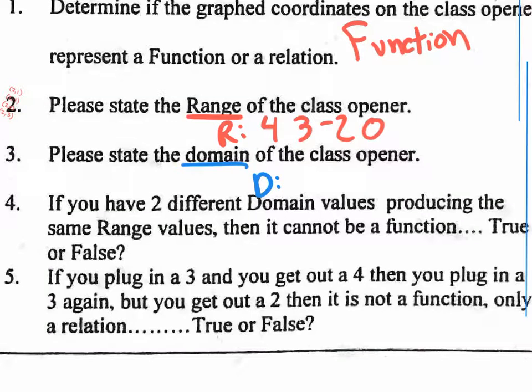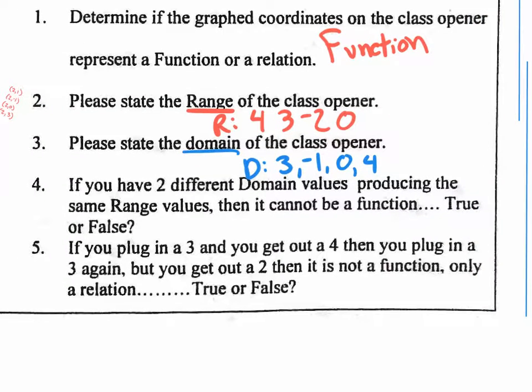So back to this one, number 3. What are the domain values again, the x values? 3, negative 1, 0, 4. Thank you. Listen to this. If you have two different domain values producing the same range value, it cannot be a function. True or false? Now remember, domain are inputs.